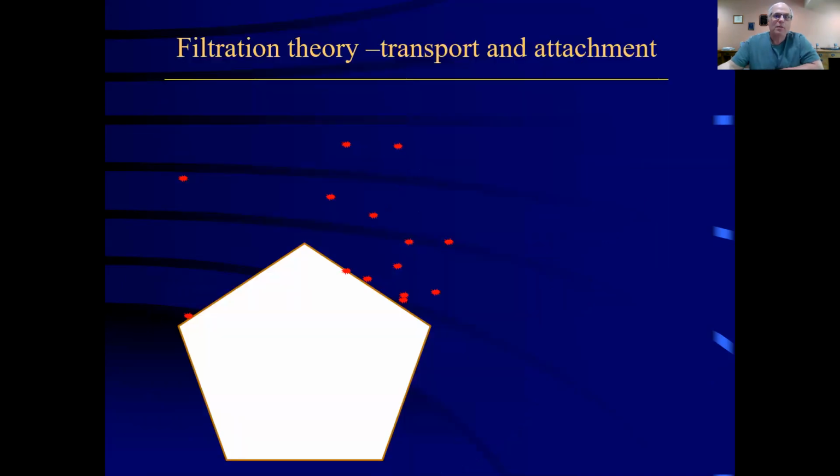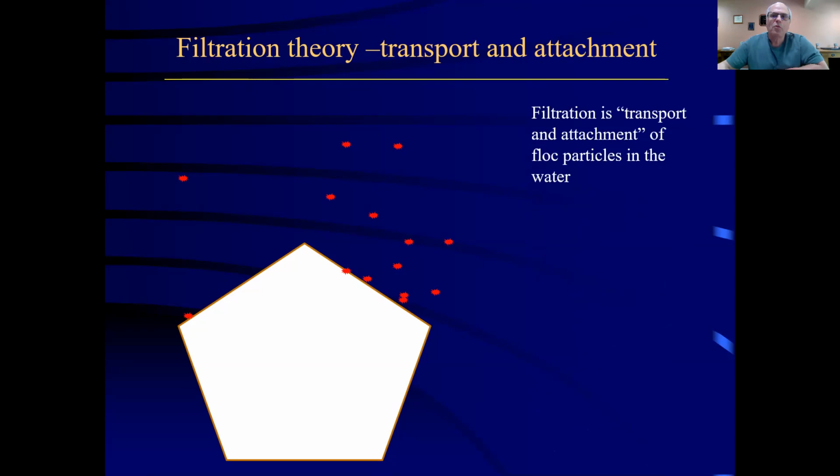Here's a model that we can use to explain what they call transport and attachment of particles in the water. That white pentagonal particle there is a piece of anthracite, say, and those little red stars, little red droplets, are particles in the water. It's a very crude but effective model to explain how particle transport and attachment works. If we accept filtration as transport and attachment of floc particles in the water, we understand that both of them are necessary in order to produce low turbidity.